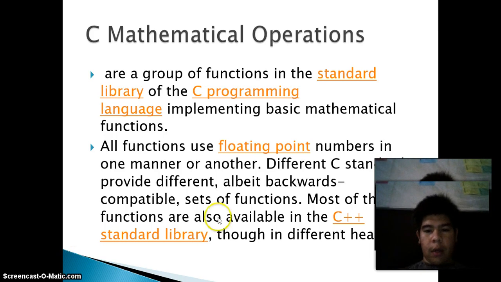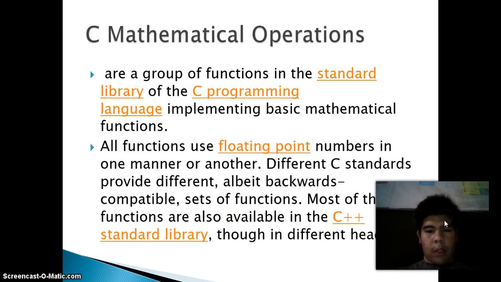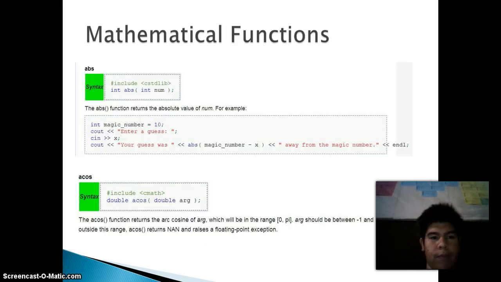Different C standards provide different, albeit backwards compatible, sets of functions. Most of these functions are also available in the C++ standard library, though in different headers.